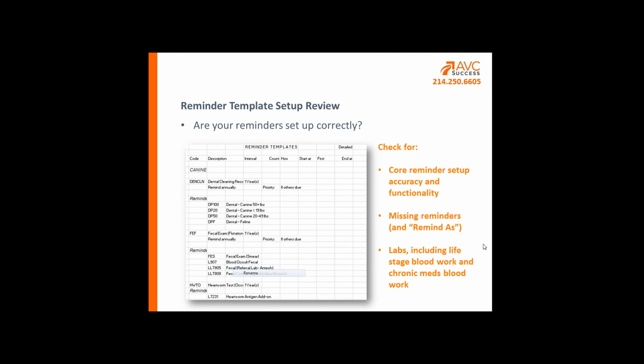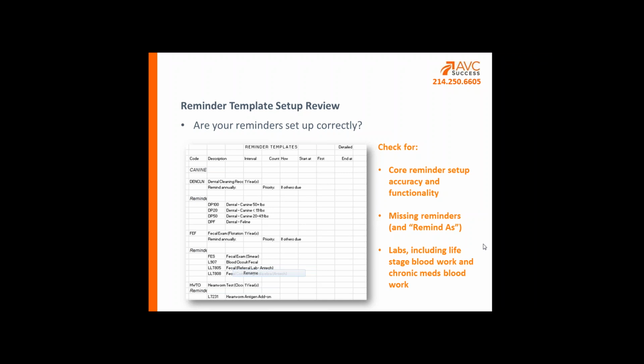In Avimark, you can have some of your codes, especially old codes you're not using anymore, do a remind as. It kind of replaces itself with whatever your new code is. You want to make sure that that's set up properly so nothing ends up getting missed.